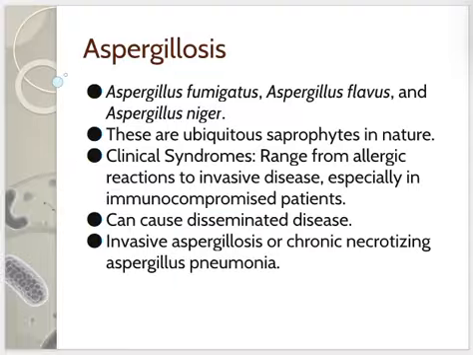Aspergillosis is caused by species like Aspergillus fumigatus, flavus, and niger, which are common in the environment. Clinical syndromes range from allergic reactions to invasive diseases, particularly in immunocompromised patients. This infection can become disseminated, affecting multiple organs. Invasive aspergillosis and chronic necrotizing Aspergillus pneumonia are serious forms. Recognizing these patterns is vital for timely diagnosis and treatment.